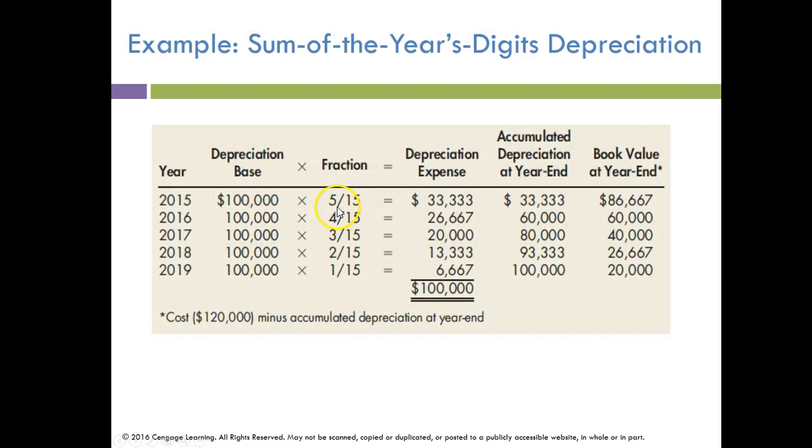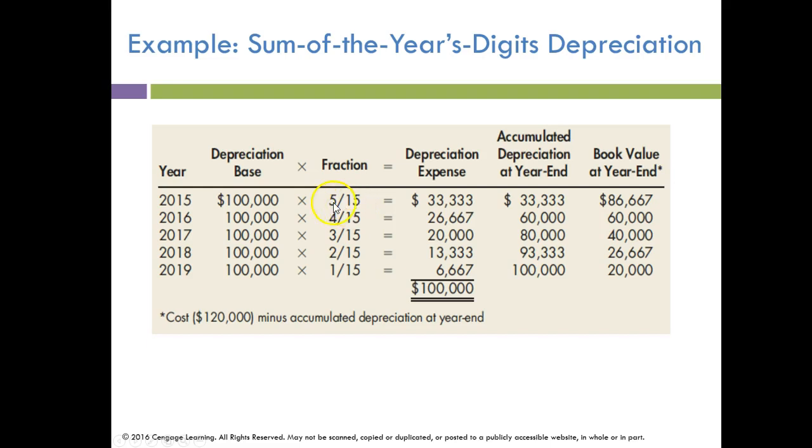So what we do is, this is a 5-year asset. And so what we do is we add up the years of the asset's life. So we've got 5 plus 4 plus 3 plus 2 plus 1 equals 15. And 15 will be our denominator. And the year we happen to be in will be our numerator.